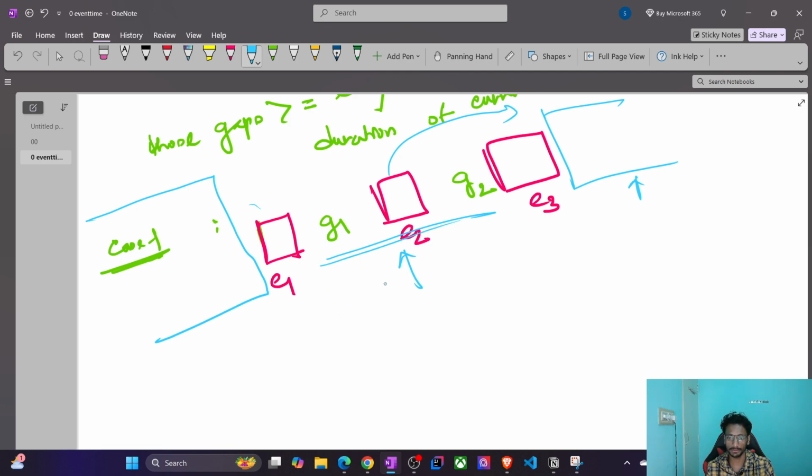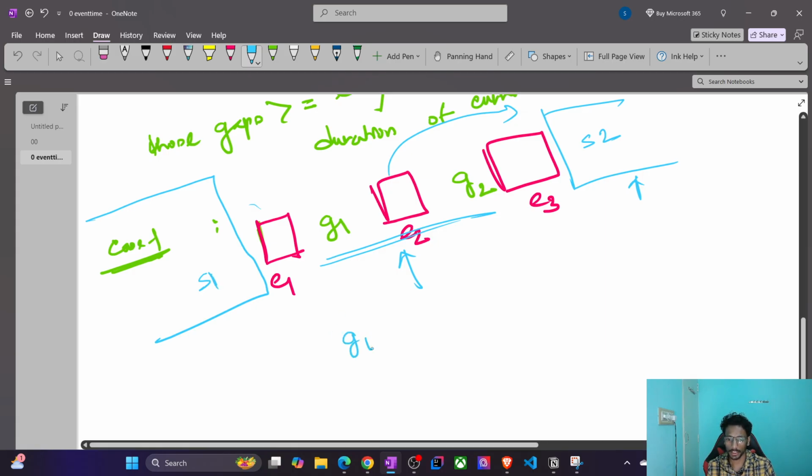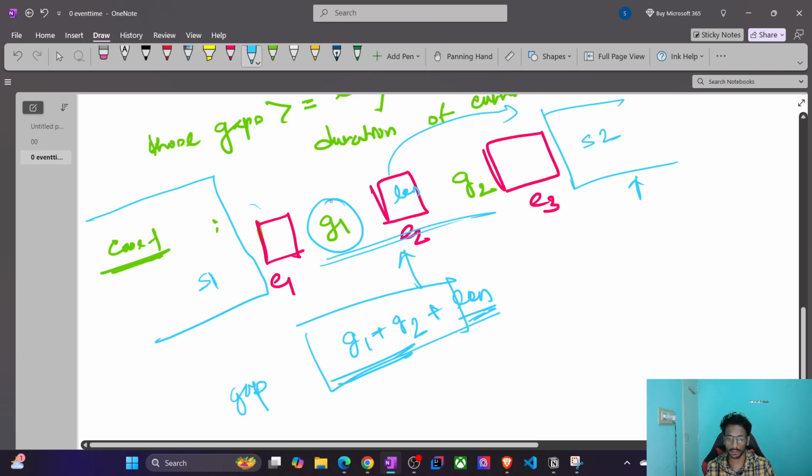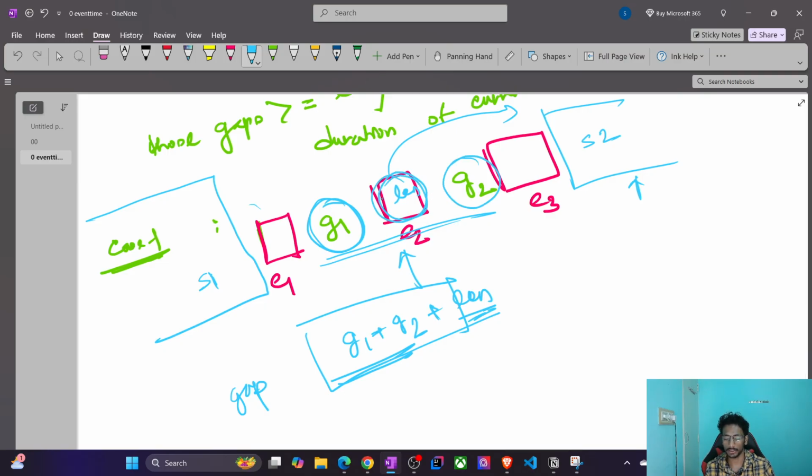Then if I shift this current event E2 into this space, in S2 or S1, then what will be our gap? Our gap will then be G1 plus G2, correct? Because it will actually remove G1 plus G2 plus this length, because this also will be freed. So the gap will be G1, which is already a gap here, and G2 plus the length that we can actually gain.